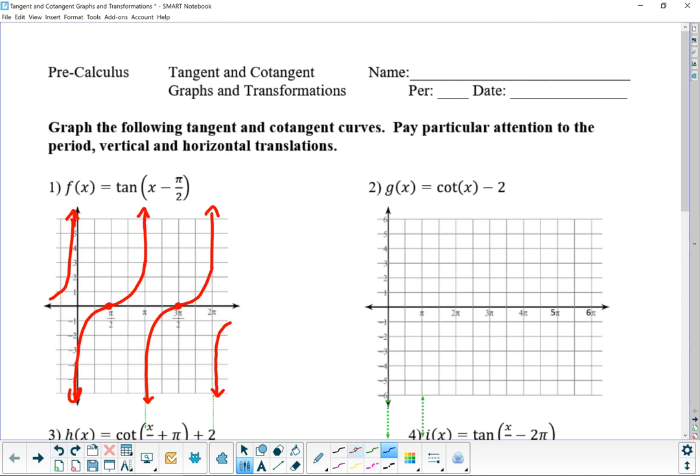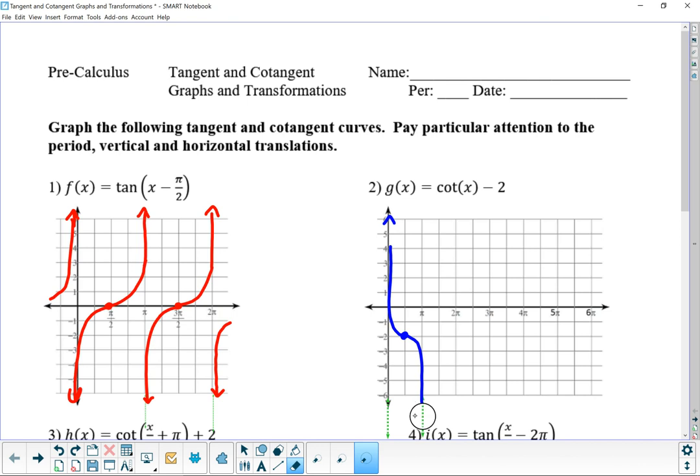So cotangent is going to be like this, and normally it's right smack in the middle, and so cotangent kind of comes down and does this. But we're going to go ahead and utilize this. This is going to be a vertical shift of down 2. So that means each of my points is going to drop down 2, and that does not affect my period. It only affects my vertical shifting.